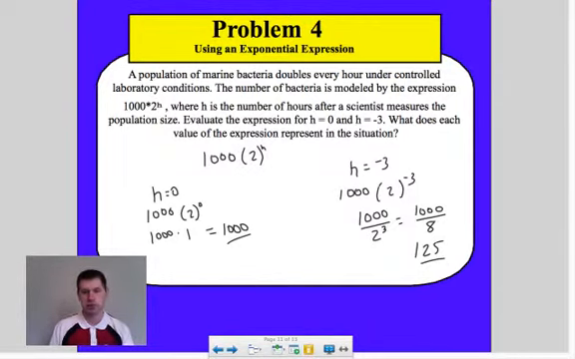Okay, so we want to know what these things are. What does this mean for our answers? Well, the first one here, 1000, is when h is 0, which they said is the hours after a scientist measures. That means that's right when the scientist measured. So the initial population would be 1000. But then negative 3, what's that mean? Well, that's negative 3 hours before the scientist measured. So that means it's actually going back in time. And I know we usually say negative hours doesn't work. But this would be saying that's the population size before the scientists even got there, which would be 125 bacteria, spores, or whatever it was. So just kind of plugging through and understanding what those numbers mean.